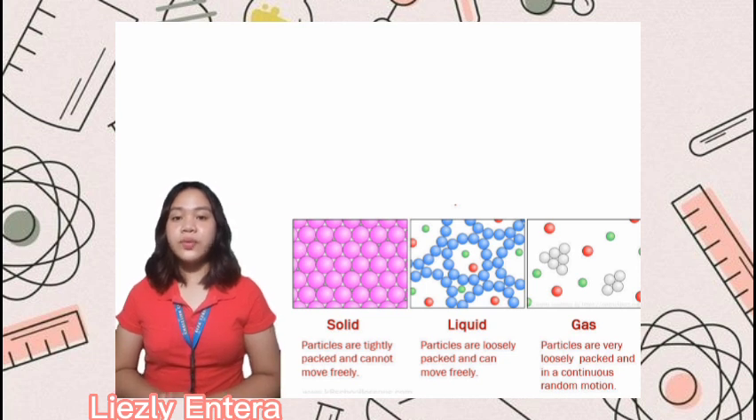Liquids. Liquids have definite volume but are able to change shape by flowing. In a liquid, the atoms and molecules are closely bonded. They move around but stay close together.